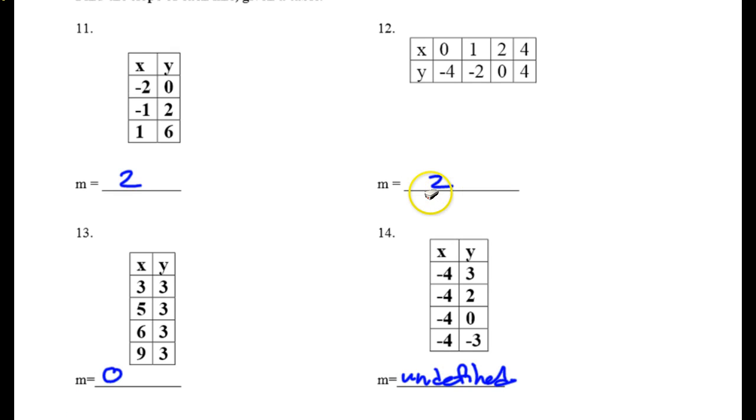Alright, so here are the answers. 11 has a slope of 2. 12 has a slope of positive 2 as well. 13 has a slope of 0. And 14 has an undefined slope. Okay, once again, 13 and 14 depends where the 0 is. Is it on the top or is it on the bottom? Alright. So for any of these problems you did on your own, if you got something wrong or have any questions, please check with me before you go on. Alright?